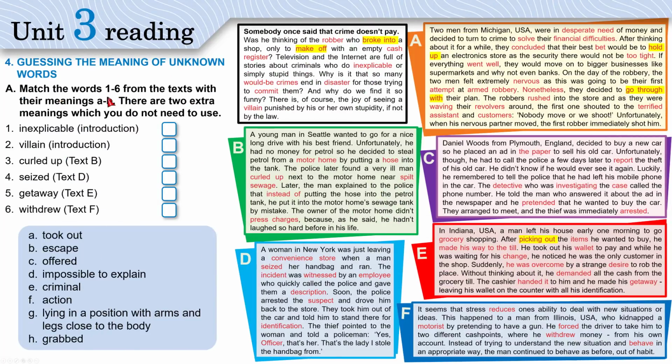Match the words with the meanings. Inexplicable, it means it cannot be explained. Villain, criminal. Curled up, G, lying in a position with arms and legs close to the body. Seized, grabbed. Get away, run away, escape. Withdrew, the opposite of deposit, means A, he took out money.